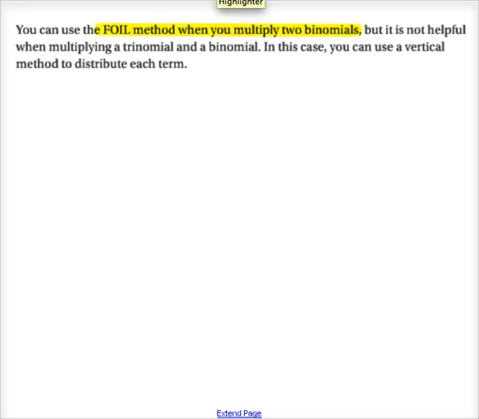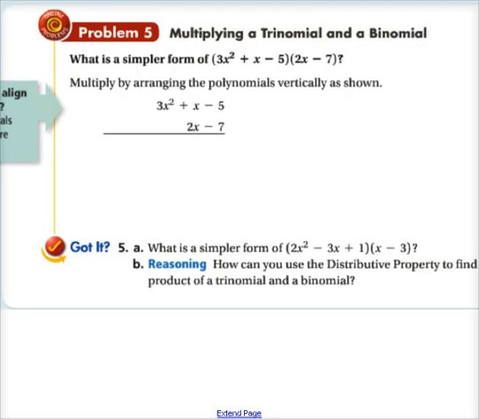However, it is not helpful when you're multiplying a trinomial and a binomial. Trinomial has 3 terms, binomial has 2. In this case, you use the vertical method to distribute each term. Let me show you what I mean. So here I have a trinomial being multiplied to a binomial. We can't use the FOIL method.